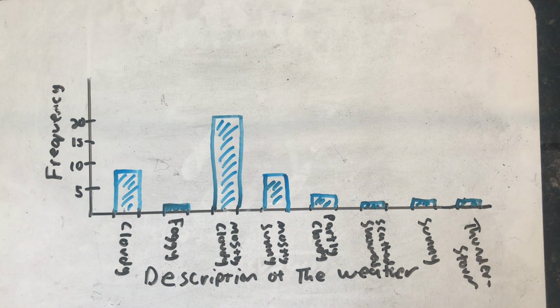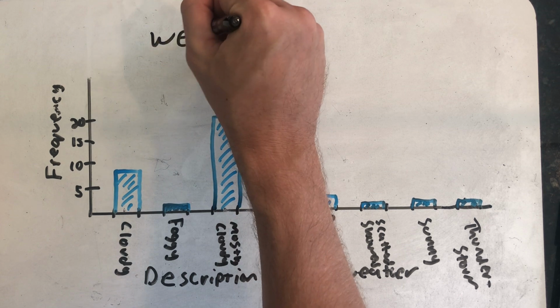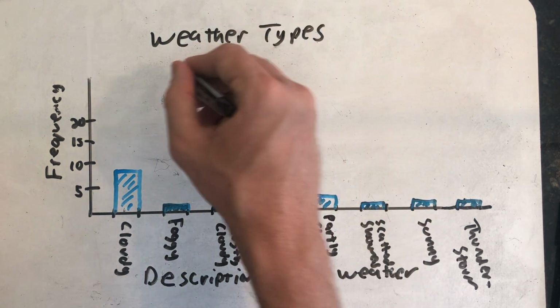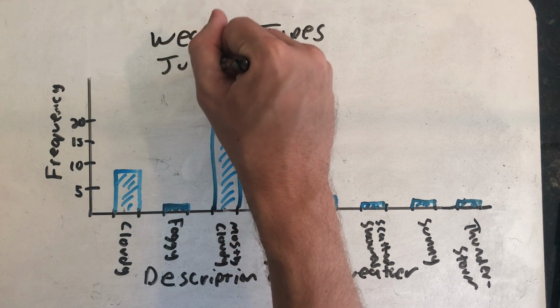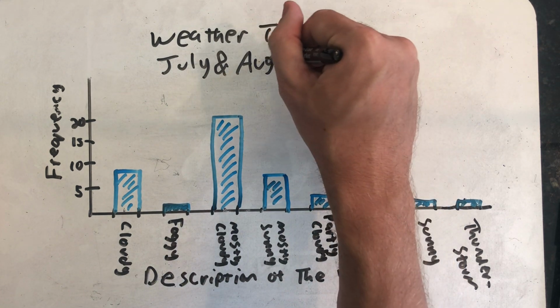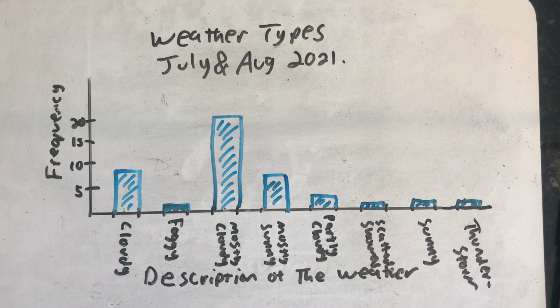All right, and again, all graphs should get names and titles. So this was weather type in July and August of 2021. In Greensboro, North Carolina, recorded at Piedmont Triad International Airport.